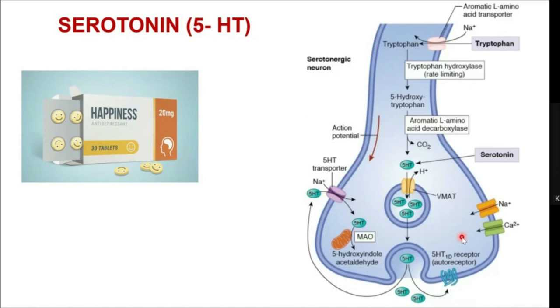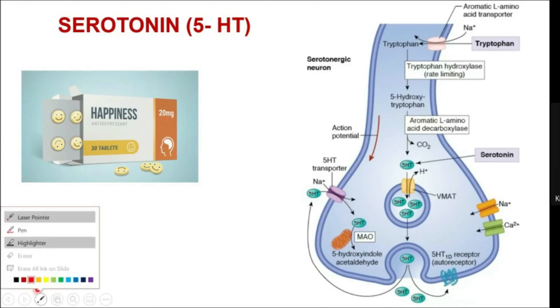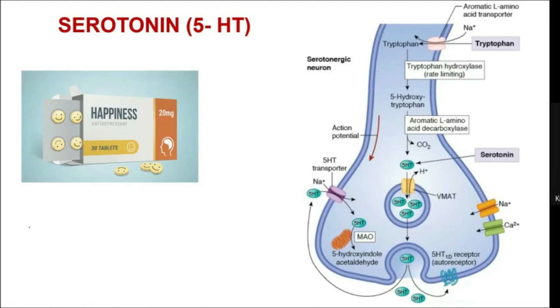Some of which will, of course, go onto the autoreceptors, which is the 5-HT1D receptor, an autoreceptor present on the presynaptic membrane itself, and it is going to regulate the release of 5-HT. Some of it is also going to be taken up, go for reuptake via the 5-HT transporter system. Here again, the same transmitter is going to go back into the same axon terminal. And some of it, of course, will undergo degradation in the presence of MAO, monoamine oxidase.